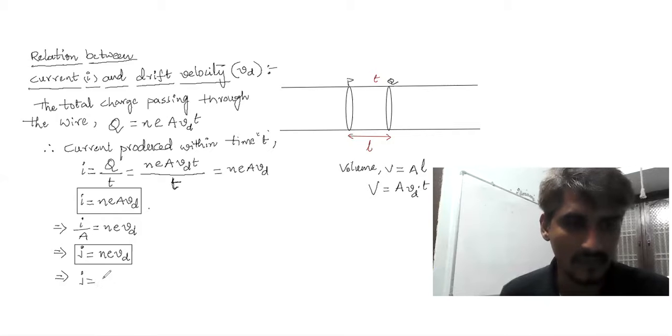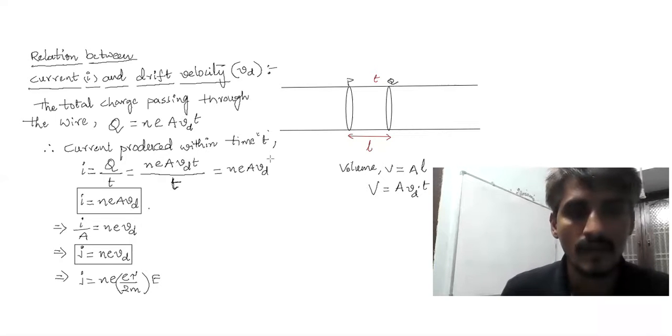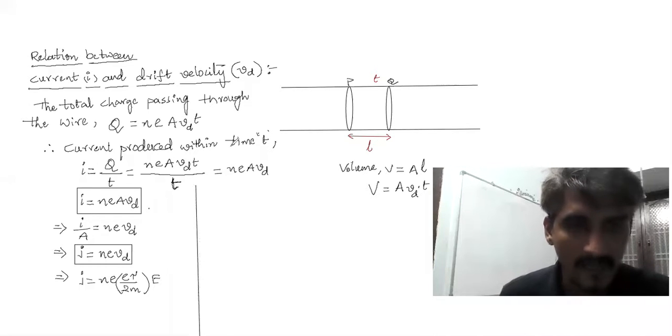J is equal to N into E tau by 2m into E, right? Now see here, J can be written as N E square tau by 2m into E.